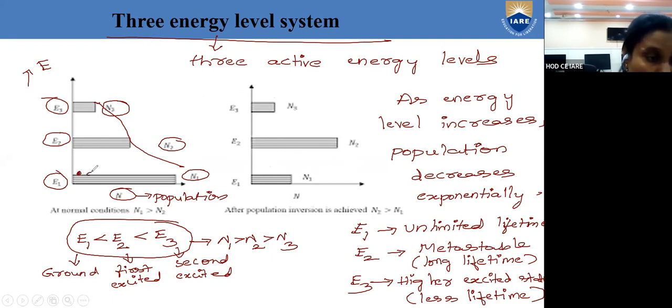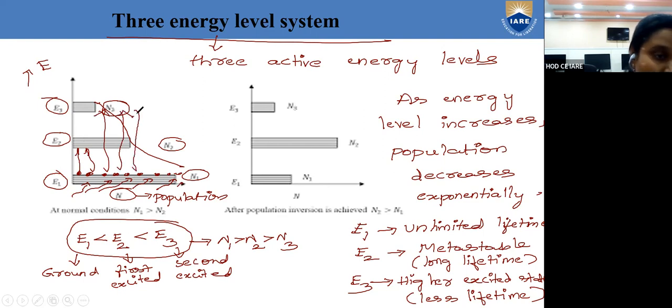Now, come back to the first figure. I have more atoms in the ground state when I don't supply any energy. Now I started supplying energy. Let us suppose that I started supplying photons. Then what happens to these atoms? These atoms will absorb energy from these photons, and they'll get excited to E2 as well as to E3, because I'm not putting the energy of the photon to be E2 minus E1.